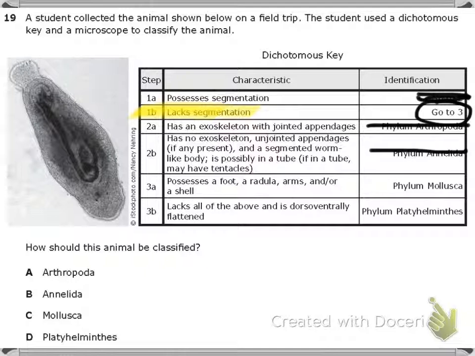Okay, so to me what stands out on 3B is that word dorsoventrally, right? So that's a crazy word. What does that mean? Well, if we know what that means, that'll give us a good idea of whether this is right or not. So let's think what I'm going to key on. I'm going to key on the dorso part.